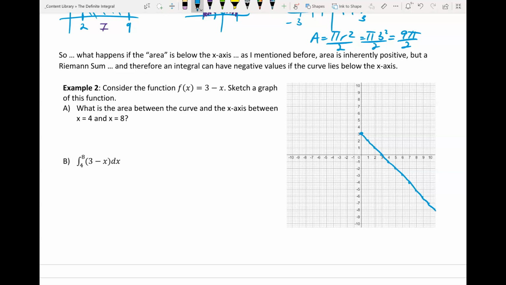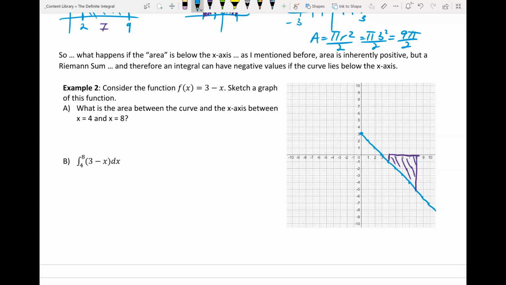So I'm just going to draw the graph as so. And then we want to go from x equals 4 to x equals 8. So again, this is enclosed by the x-axis. We're going to calculate the area as normal, but instead, our final answer being positive is going to be negative because it is below the x-axis.